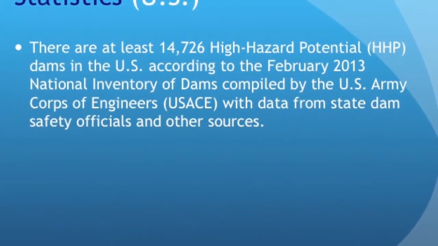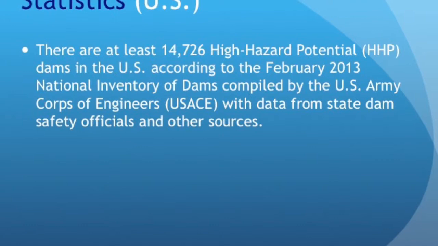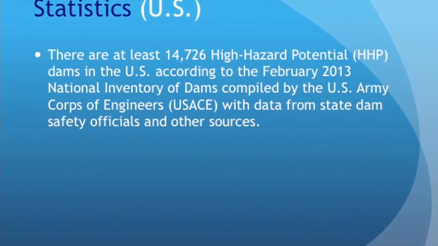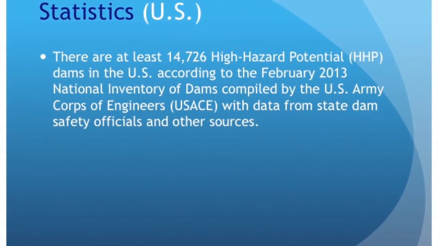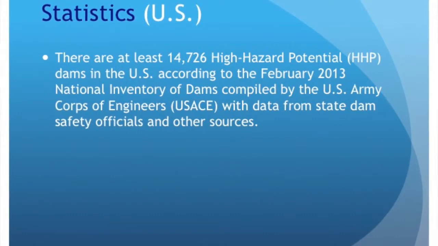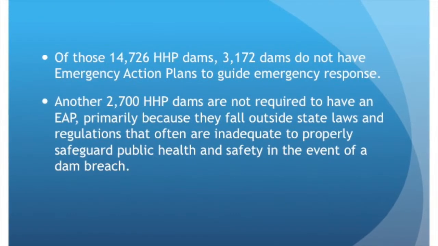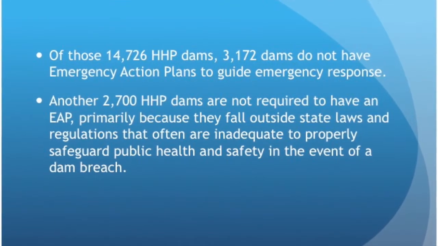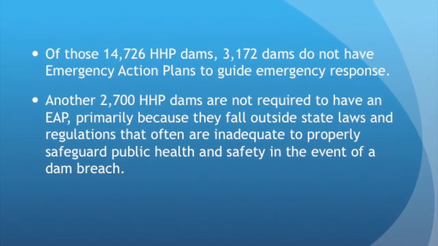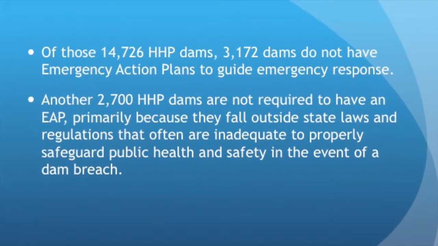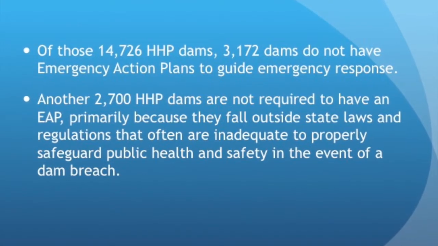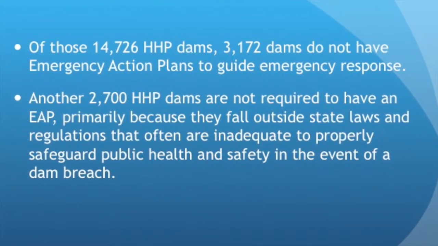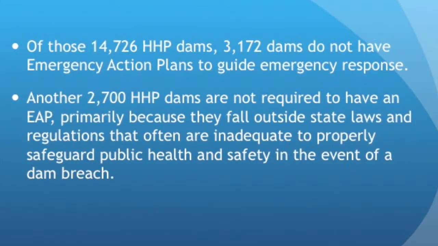There are at least 14,726 high hazard potential dams in the U.S., according to the February 2013 National Inventory of Dams, compiled by the U.S. Army Corps of Engineers, with data from state dam safety officials and other sources. Of those 14,726 HHP dams, 3,172 dams do not have an emergency action plan to guide emergency response. Another 2,700 HHP dams are not required to have an EAP, primarily because they fall outside state laws and regulations that are often inadequate to properly safeguard public health and safety in the event of a dam breach.